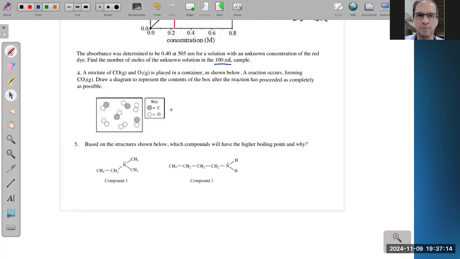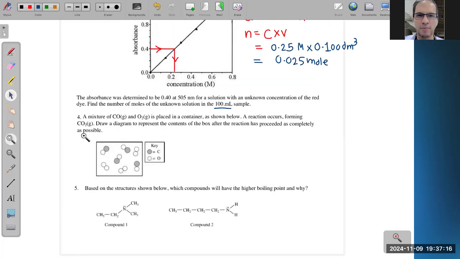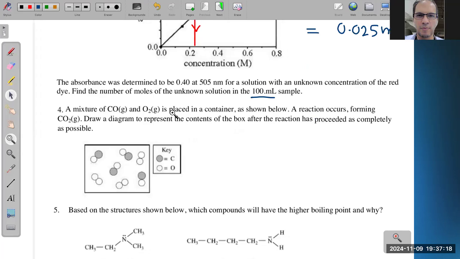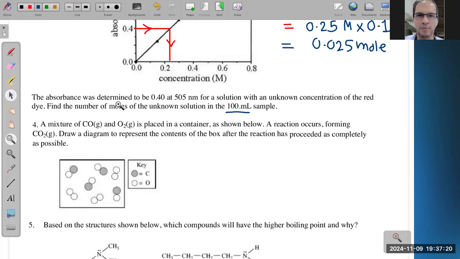The next question is a very common question that comes in the exam also. A mixture of carbon monoxide and oxygen is placed in a container as shown below. A reaction occurs forming carbon dioxide. Draw a diagram to represent the content of the box after the reaction has proceeded as completely as possible. He said the reaction here is between carbon monoxide and oxygen.